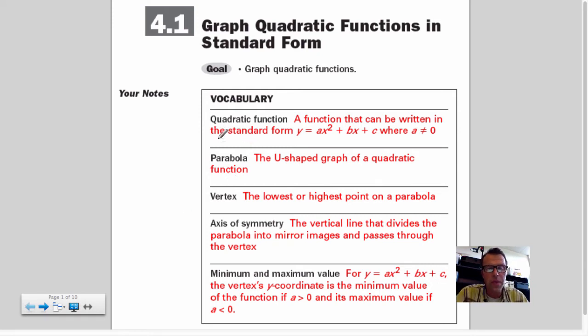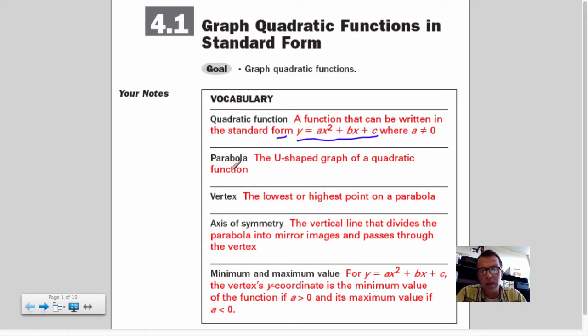So a couple vocab pieces for you. A quadratic function is a function that can be written in standard form. And here we are in standard form as y is equal to ax squared plus bx plus c. We also, just to let you know, heads up, have two other forms, and the next lecture will explain the other two. But this is called standard form, and again, there are three different forms for a quadratic function.